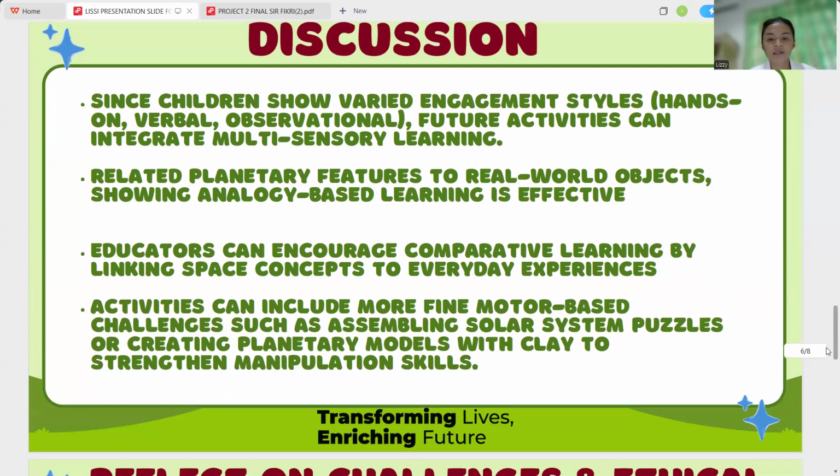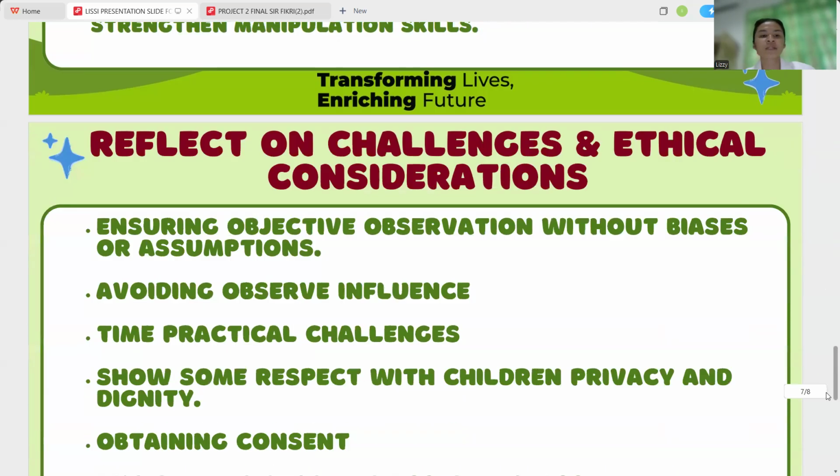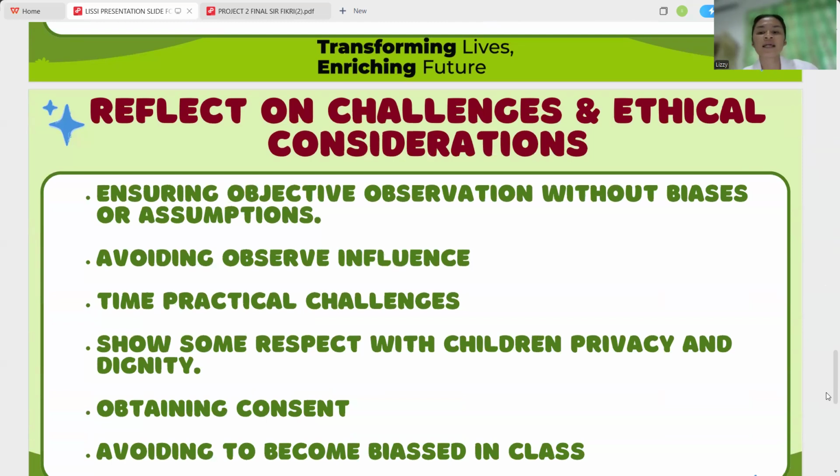Also, while doing this discussion, I noticed that the children grasp the concept faster when they physically arrange the planets rather than through verbal explanation, rather than us explaining to them, because nowadays children are more excited to learn when they are doing hands-on learning, or touching and moving things. So I move on to reflect on the challenges and ethical considerations.